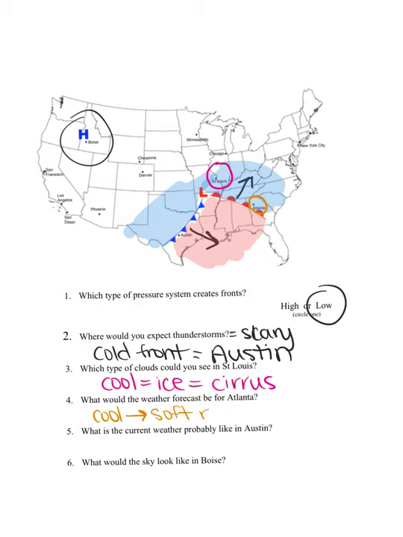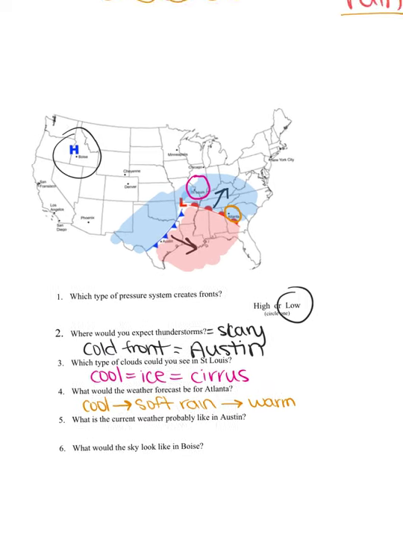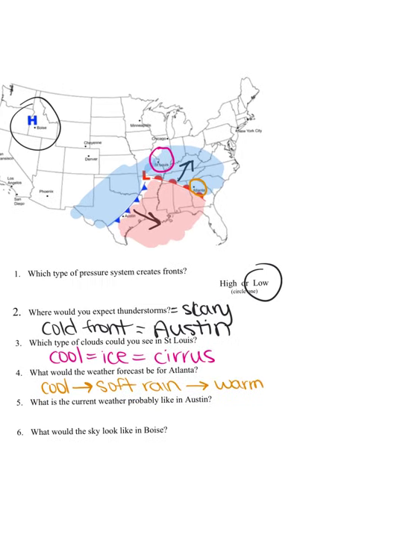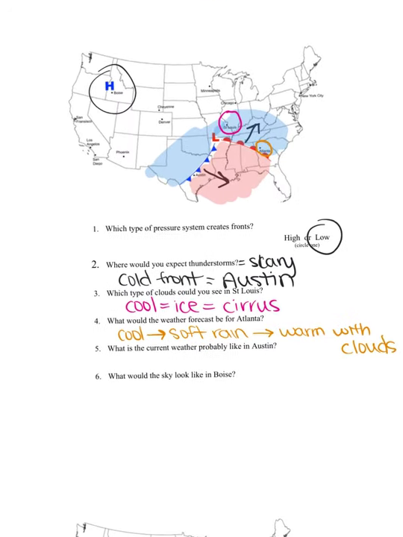And remember, this isn't a big scary storm, so this soft rain might last for a day. It could be a long period of rain. And then after that, we're going to go into the warm front. So it's going to be warm. Warm air lifts up, and when it lifts up, then we will get clouds, because clouds are up in the air.